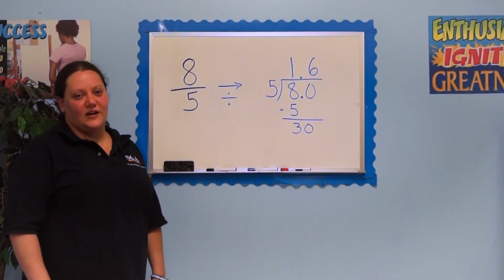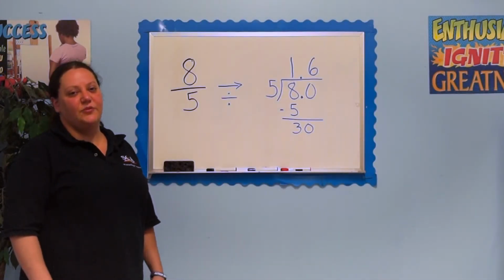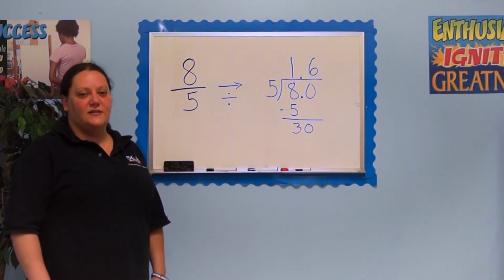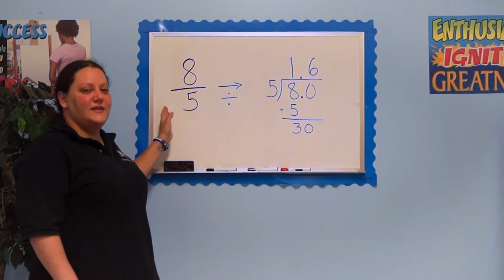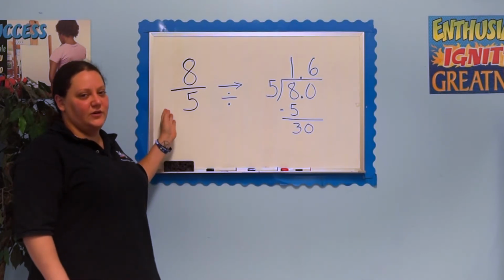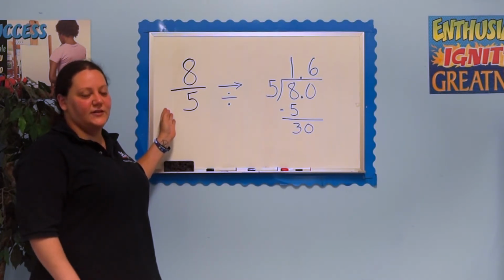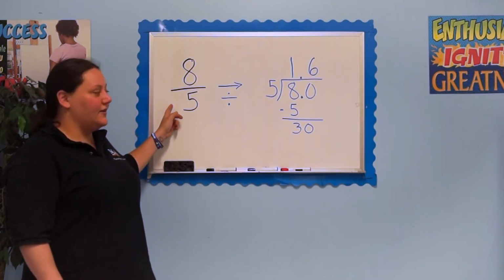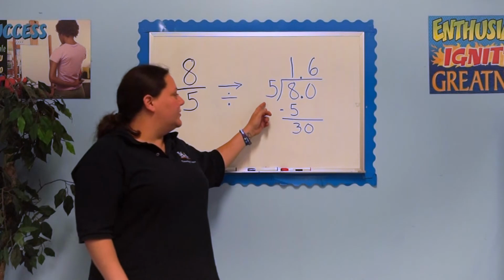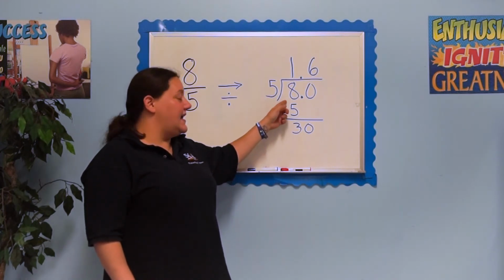Also, when you're converting fractions, you sometimes have something called an improper fraction. What that means is your numerator is bigger than your denominator. When this happens, you're still going to change it to a decimal in the same way, using the same method as always. You're going to divide the denominator into the numerator. So in this case, it would be 5 into 8.